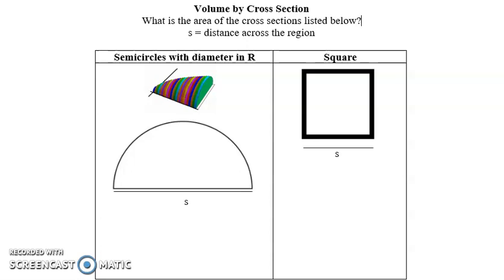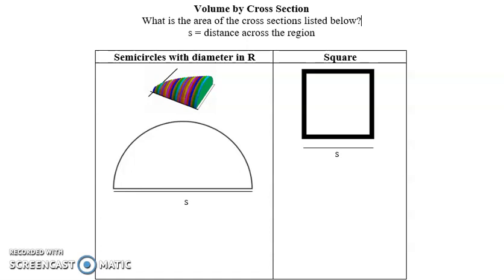A cross section is kind of like if you have a shape, or you have a three-dimensional object, and you slice it. Think about a loaf of bread. If you take a loaf of bread that's not cut yet and you cut a slice of bread out, that piece of bread would be a cross section. It's going to be a piece of something that we're looking at.